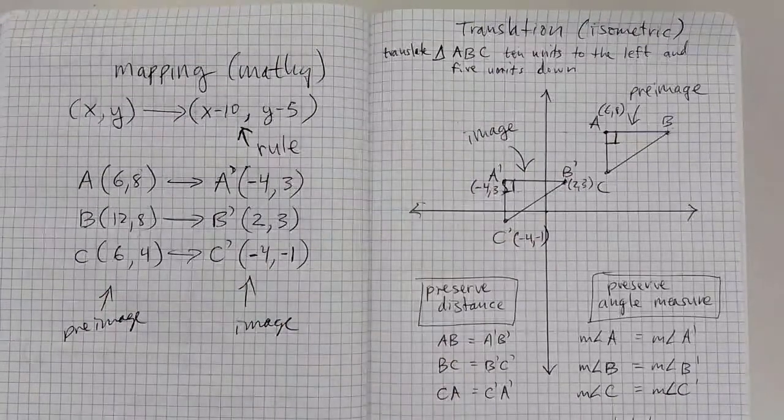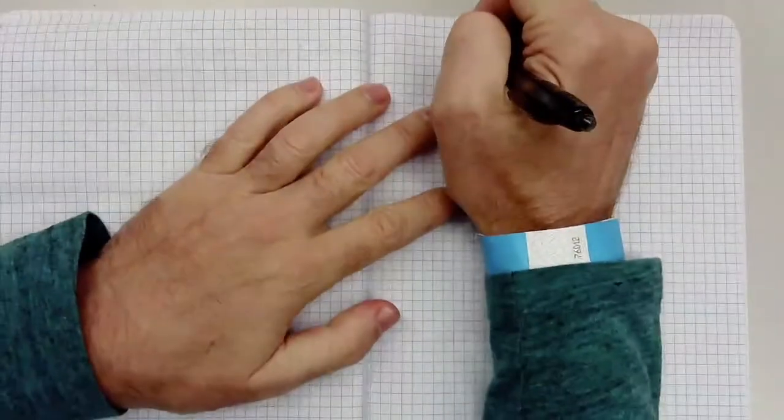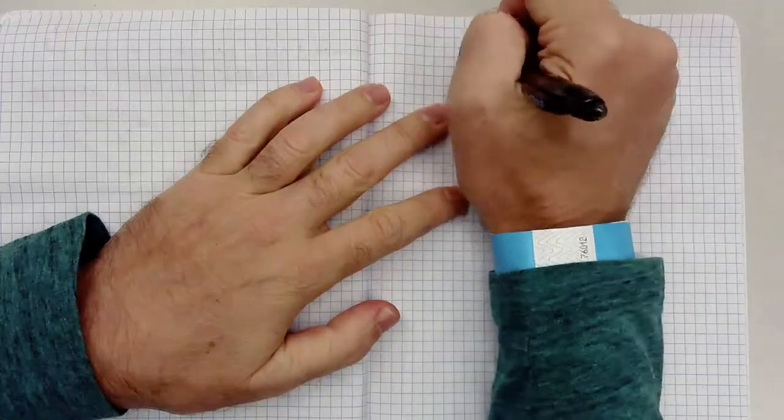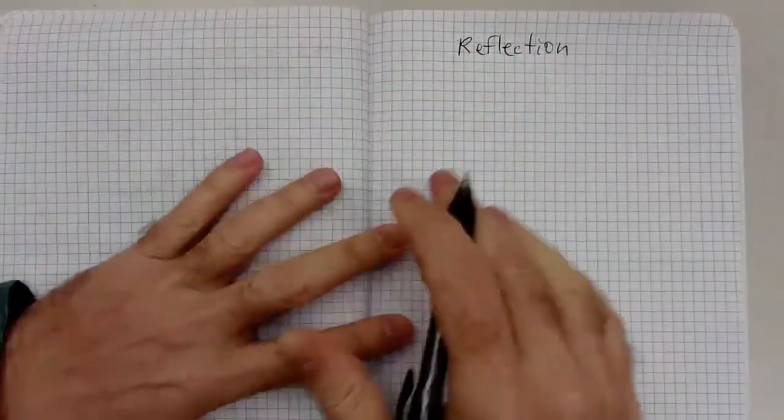Let's go to a nice blank sheet of paper, and let's do one more transformation today. And what we're going to do is a reflection. We'll do a rotation later this week. So let's do reflection.